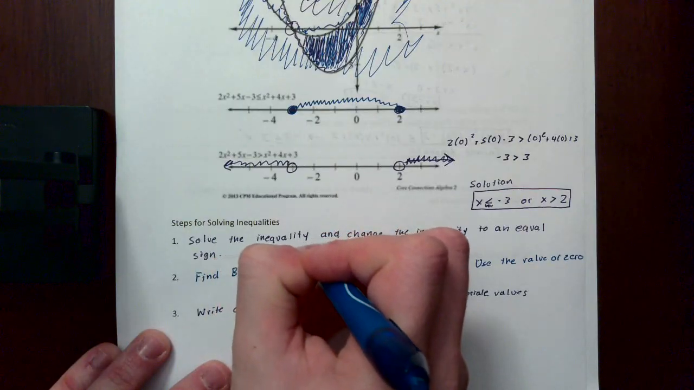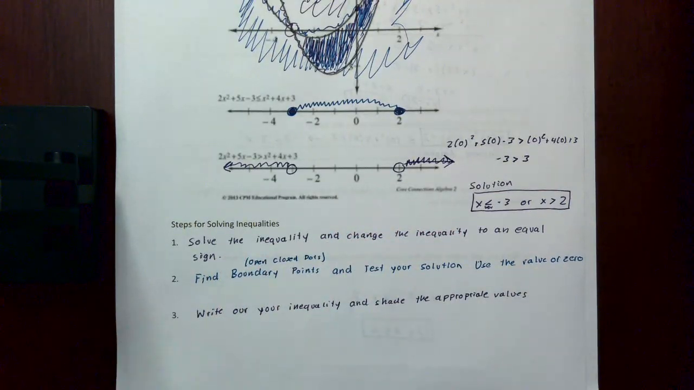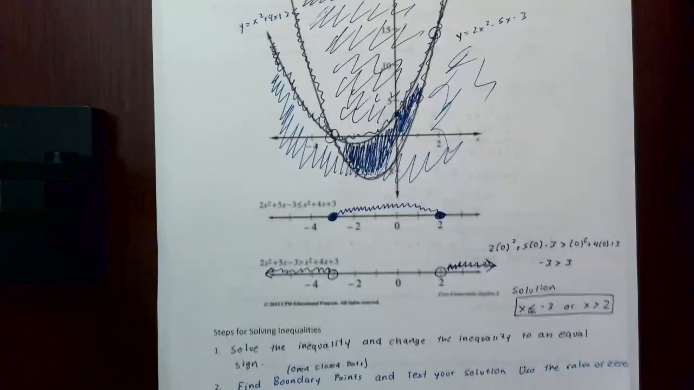Again, students get that confused a lot. It's something that is kind of minor sometimes, but it can make a whole lot of difference for the problem. So solving the inequality, you're going to change the inequality into an equal sign, find the boundary points, test your solution, use the value 0, and then write out the inequality and shade the appropriate values. Now, we're going to go ahead and put these 3 steps to practice.